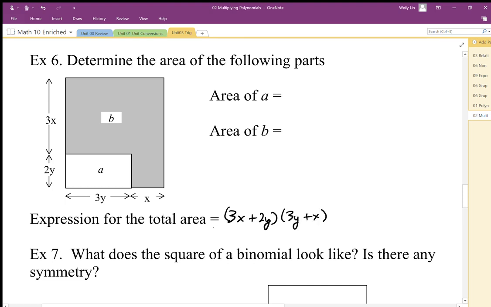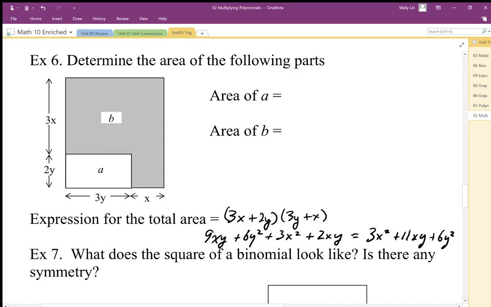And I can distribute this out, and I end up with 9xy plus 6y squared plus 3x squared plus 2xy. Okay, so those are the four parts. I can combine like terms, and I can rewrite this as 3x squared plus 11xy plus 6y squared. So I can see it in four different parts here, and I can just combine some of those like terms.